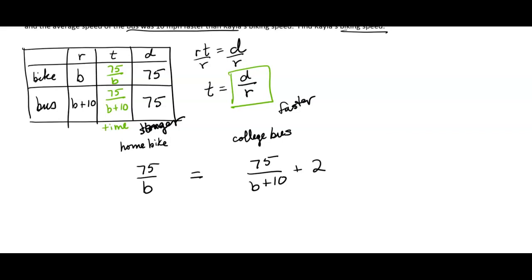Another way you could do it is to subtract the bike time minus the bus time, and that would equal 2 hours.